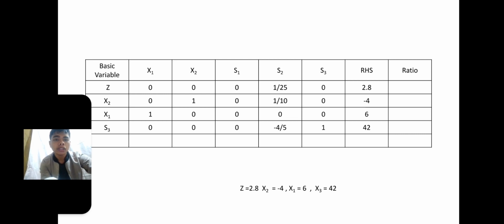Now, let's see if there are negative signs. If there are no more negative signs, let's stop. So, z is equal to 2.8 and x sub 2 is equal to negative 4 and x sub 1 is equal to 6 and x sub 3 is equal to 42.